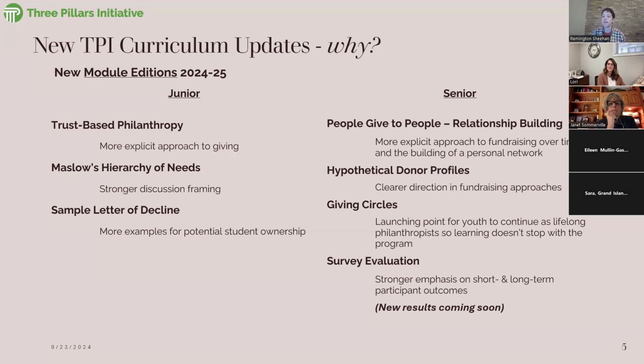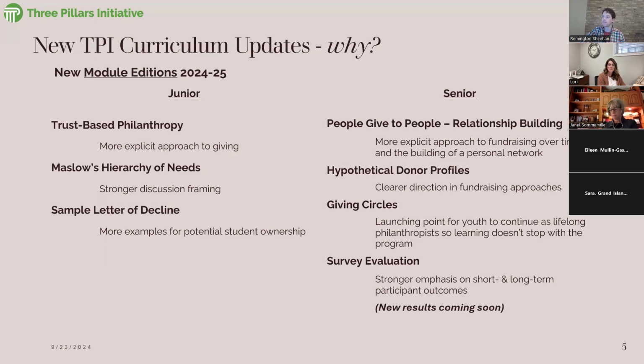And then similar to the last thing, the survey evaluation, we just want to put a stronger emphasis on short and long-term participant outcomes. We know that we had a discussion with a lot of you last year about the general surveying. We do want to place a heavier emphasis on that this year and see, can we include those surveys in that final session for the seniors? If not, then maybe before that final session, just to make sure that we're getting as much data as we can. And I will let you all know now, new results are coming for those surveys from our surveying partner. The Lilly School of Philanthropy will be sending us some more information. So you should all be receiving a little more information on the surveying that they've been able to do at this point.